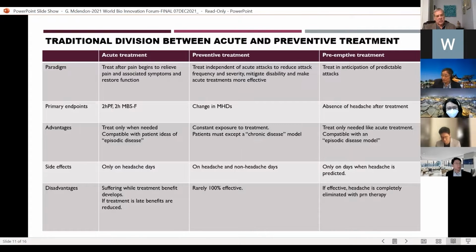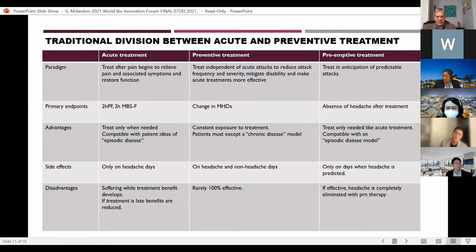The most traditional way is acute treatment. You get a headache, you think, oh my goodness, I better go take some medication. But by that time, you've already got a headache and it's pretty unpleasant. And it will take an hour or two before that medication kicks in and starts to help resolve your headache.